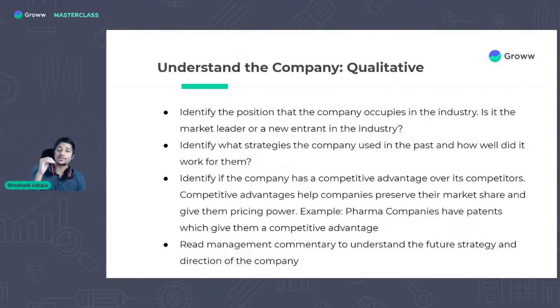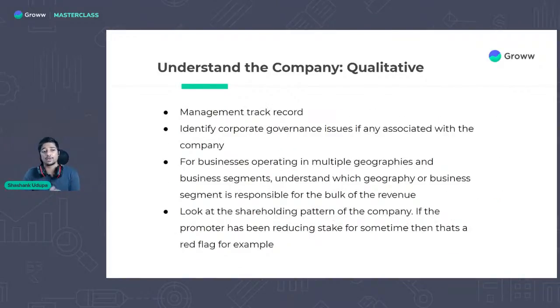Then you also look at some qualitative, behavioral aspects of a company. Qualitative aspects means you need to look at whether the company right now is the market leader or not. Is it like a new person who has entered? ITC is like a market leader, or is it some new person who's entered? What strategies are they using to become the best or stay the best? And do they have some USP over their competition? Are they doing something really well that their competition can't do? All these things are super important when you analyze a particular stock.